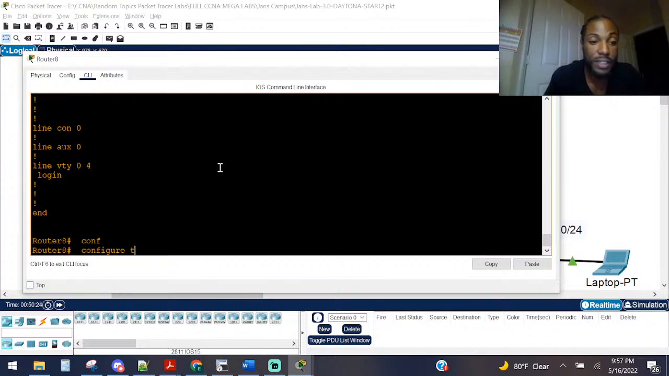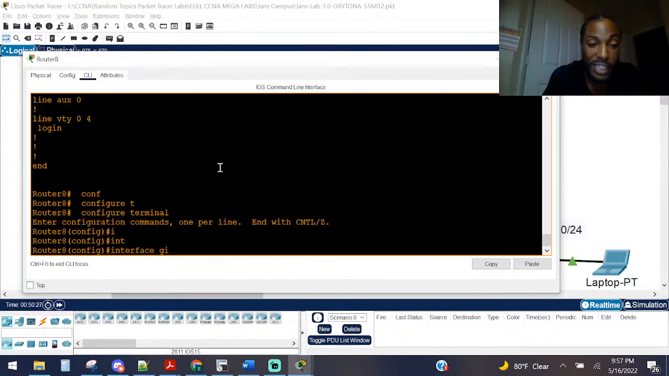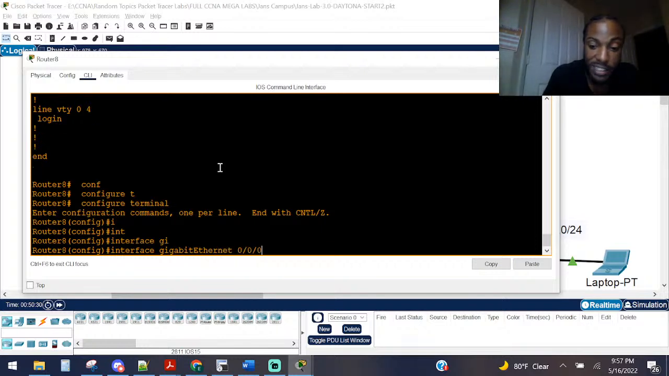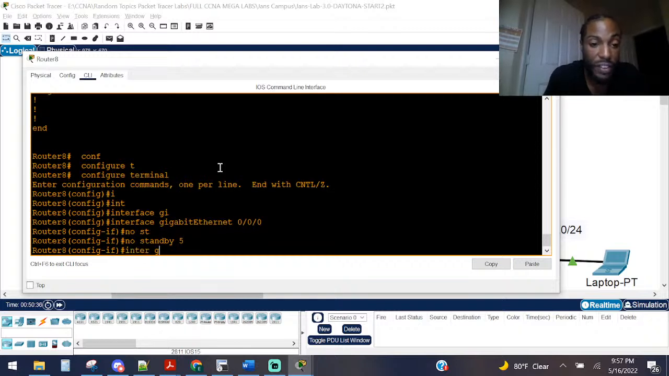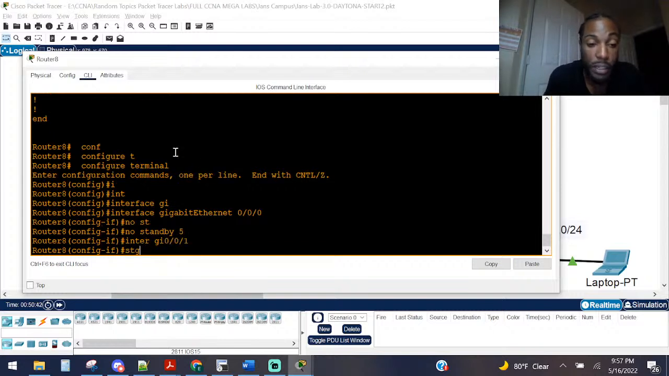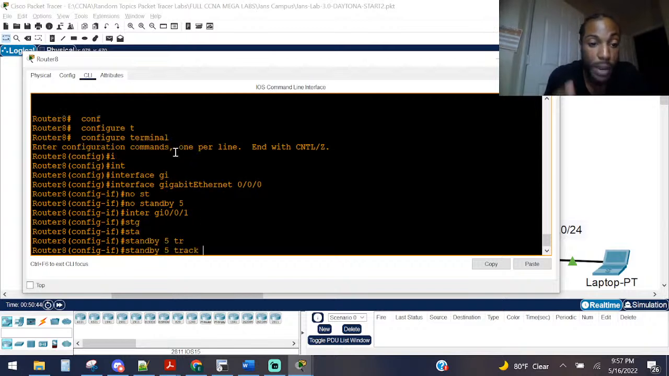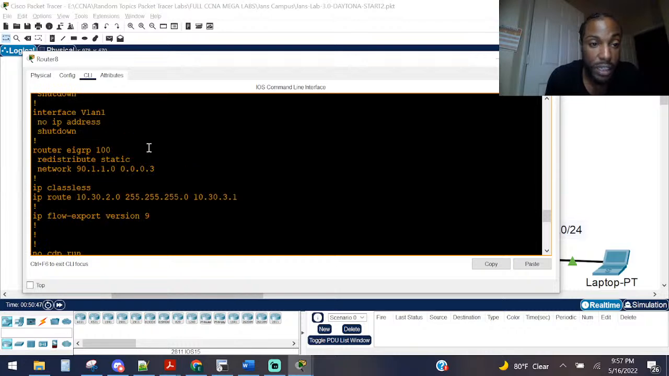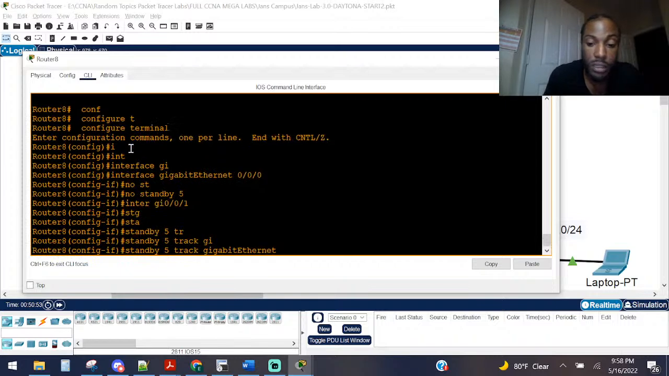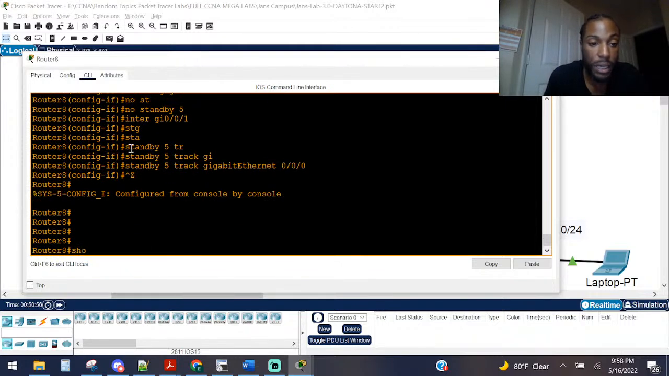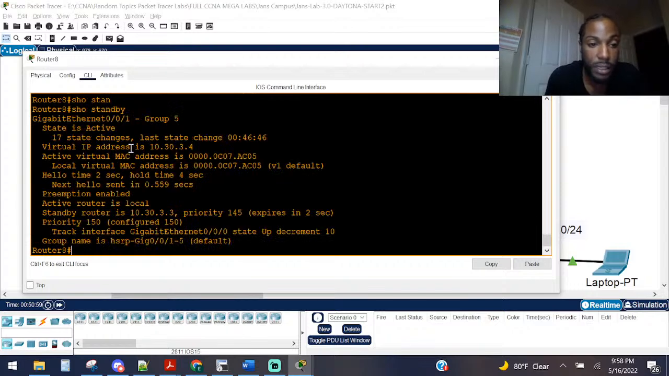Interface gig 0/0/0, right? Maybe I'm just talking too much trying to explain to y'all. Interface gig 0/0/0, no standby 5. Let's just get rid of it there, and then go to interface gig 0/0/1. That is the one that's facing the local area network, and say standby 5. Now track the other side, which is the other interface, gig 0/0/0. So gig 0/0/0, and that is what we need to show standby. My bad. So standby. There it is right there. That's what I was looking for.